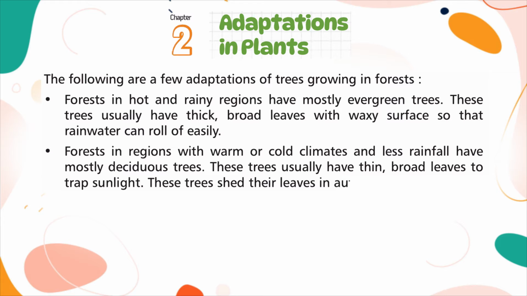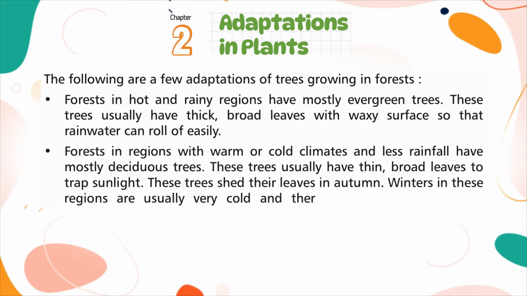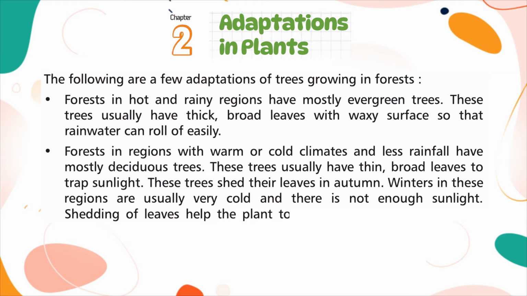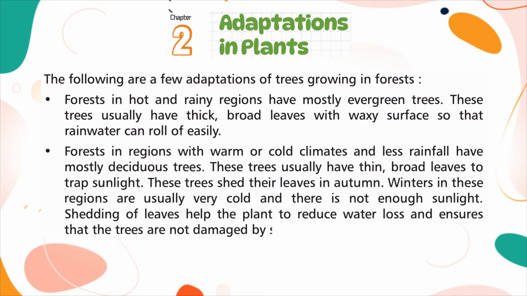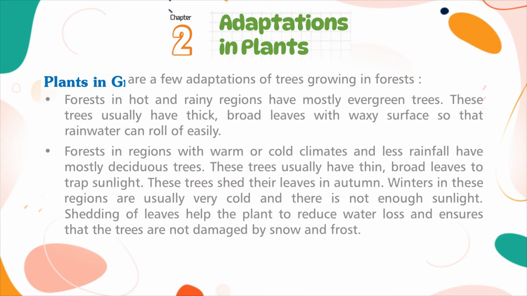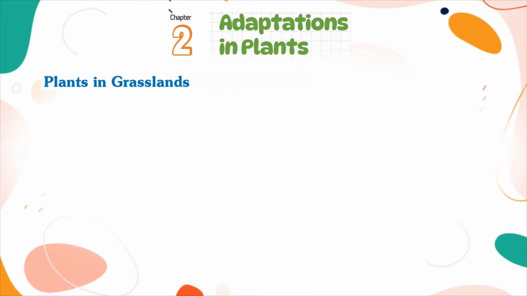These trees shed their leaves in the autumn. Winters in these regions are usually very cold and there is not enough sunlight. Shedding of leaves helps the plants to reduce water loss and ensures that the trees are not damaged by snow and frost. Plants in grasslands.